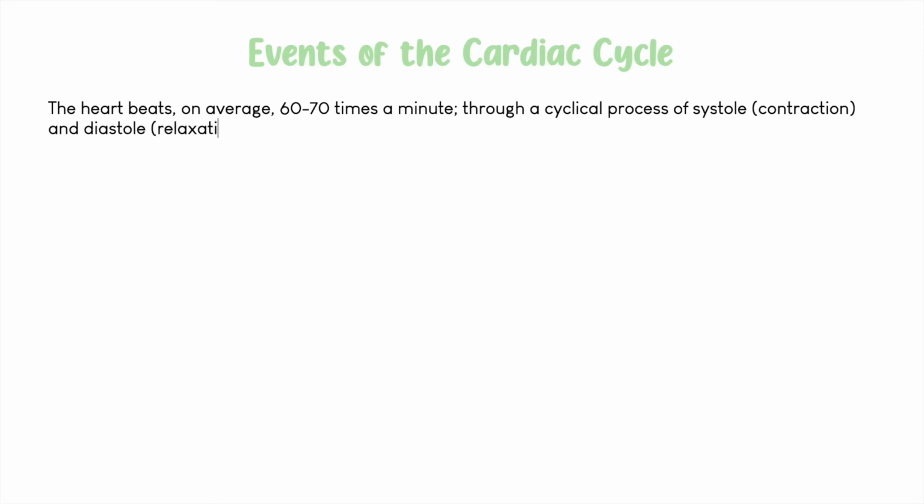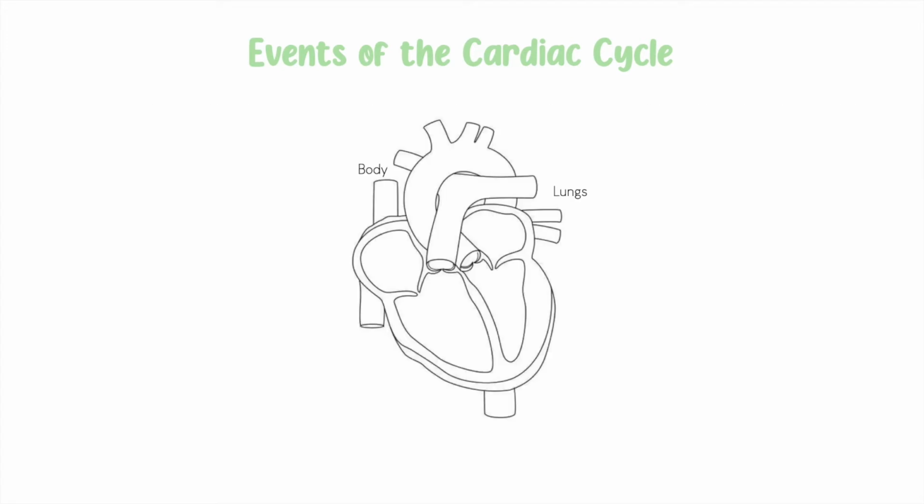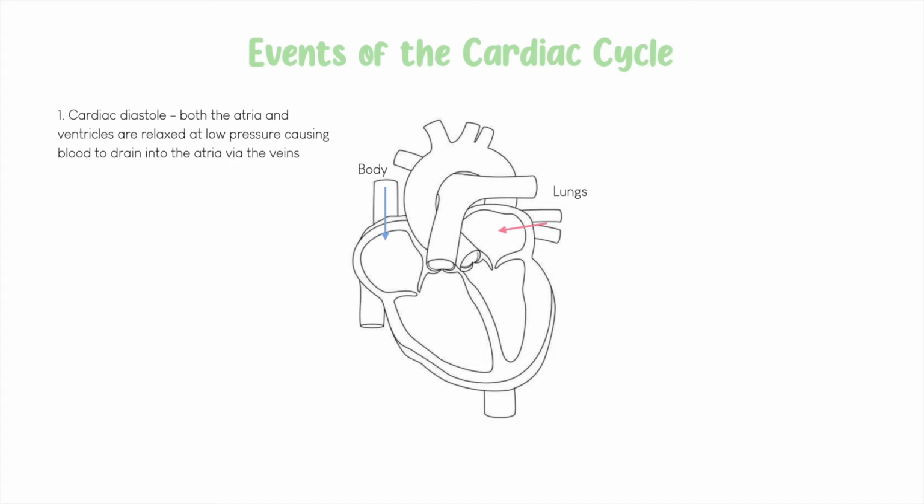The heart beats on average 60 to 70 times a minute through a cyclical process of systole, which is contraction, and diastole, which is relaxation. The first part of the cardiac cycle is cardiac diastole, where both the atria and the ventricles are relaxed at low pressure, causing blood to drain into the atria via the veins.